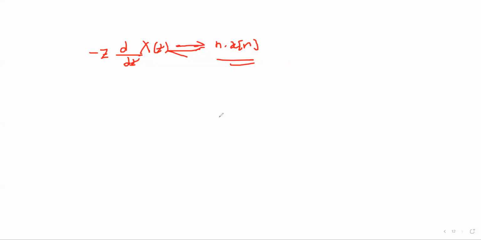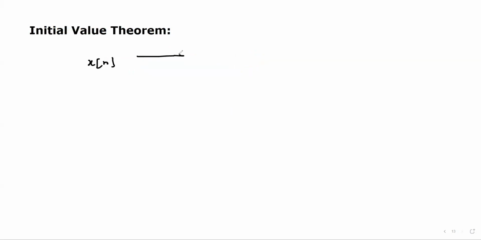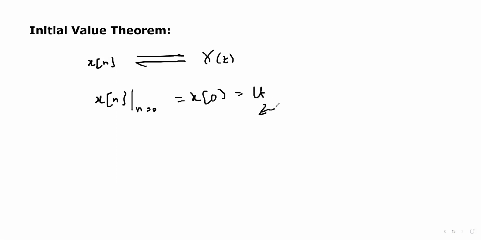Okay, this is about the differentiation property. Next, our next property is the initial value theorem. In the initial value theorem, if I have my sequence x of n, I will get my z transformation as X of z. Now if I substitute n equal to 0, I can get my signal x of 0. So this can be written as the limit z tends to infinity of X of z.